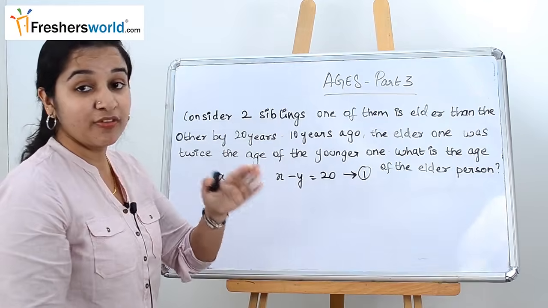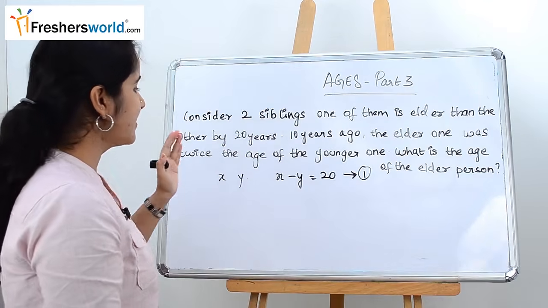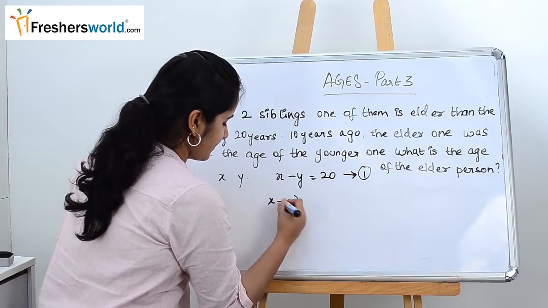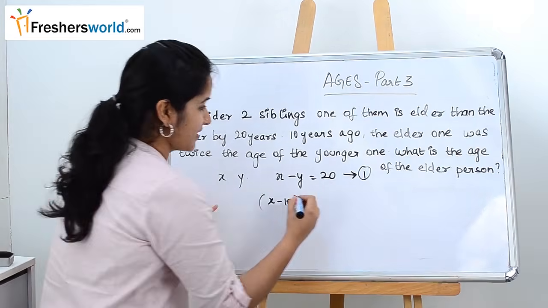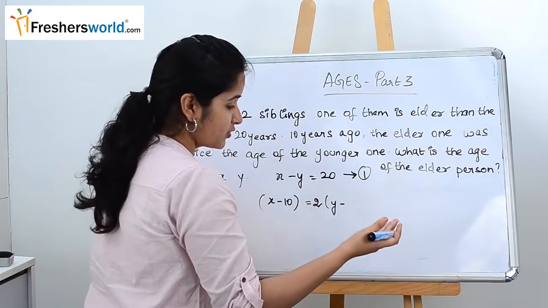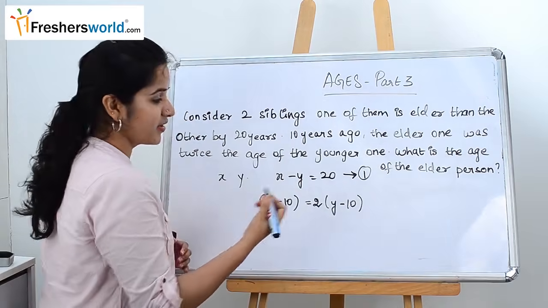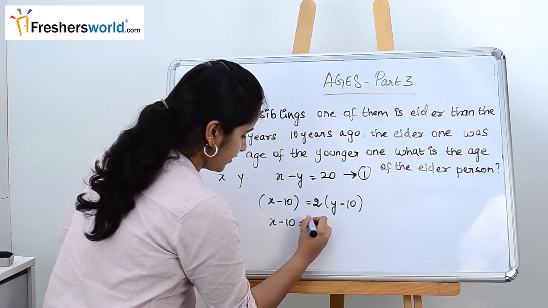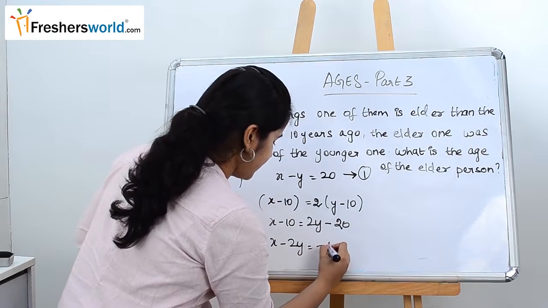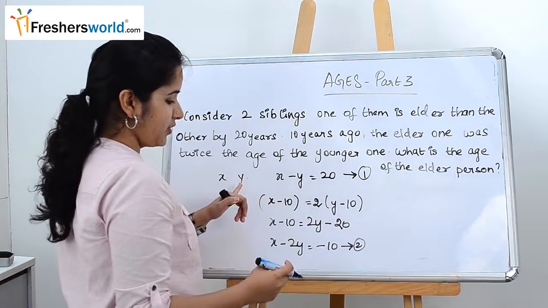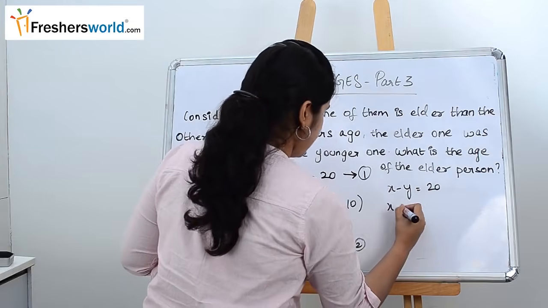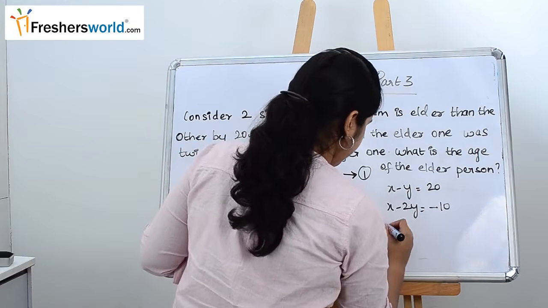10 years ago, the elder one was twice the age of the younger one. 10 years ago, so x minus 10. The younger one will also be 10 years below. So, this is your second equation: x minus 10 equals 2 times y minus 10. Let's solve this. 2y minus 20. So, x minus 2y becomes minus 10. So, we know equation 1 and equation 2. x minus y is equal to 20 and x minus 2y is equal to minus 10. So, let's solve this.